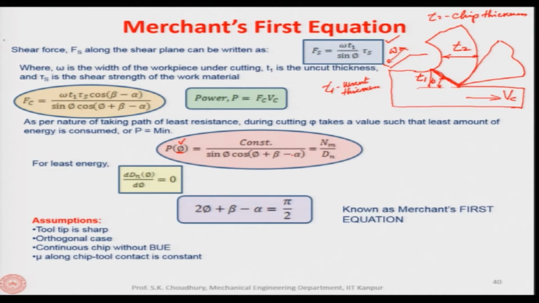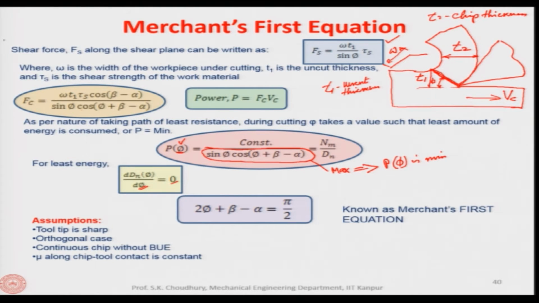Now, for least energy, for the minimum energy, the first derivative of this P with respect to phi has to be equal to 0. So, we will take the denominator. What we are saying is that the power has to be minimum, which means this has to be maximum. For this to be maximum, the first derivative of the denominator has to be equal to 0. If this is maximum, then the power P is minimum. So for this maximum we take the first derivative of the denominator with respect to phi and set it equal to 0.